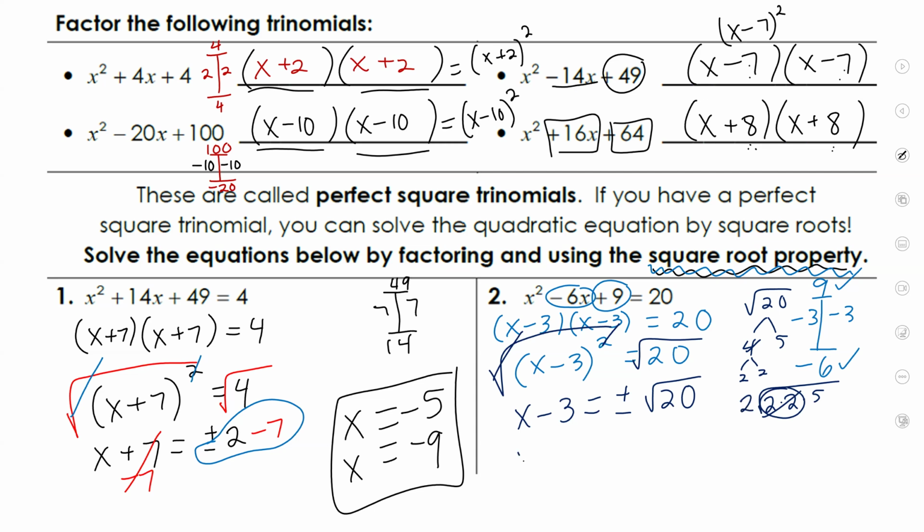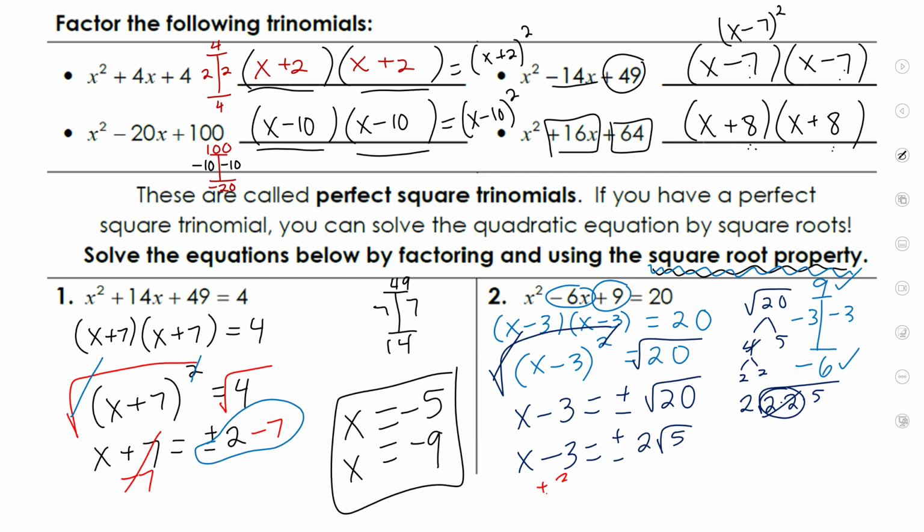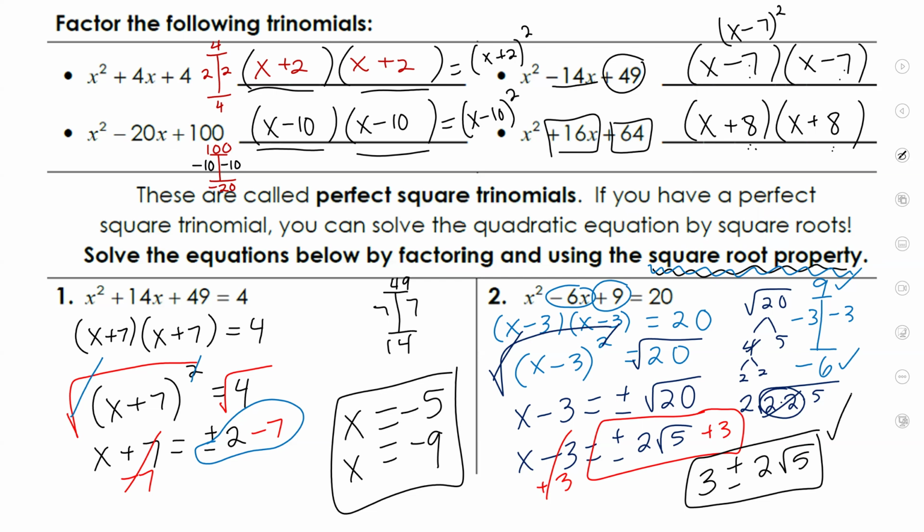So we have x minus 3 equals plus or minus 2 square root of 5. And just finish solving. We put the plus 3 on both sides. So this is your answer. You'll most likely see it like this though. They'll put the 3 in the front, plus or minus 2 square roots of 5. Either way is fine, but in a textbook, you'll see it written like that. They normally put the square roots in the back.